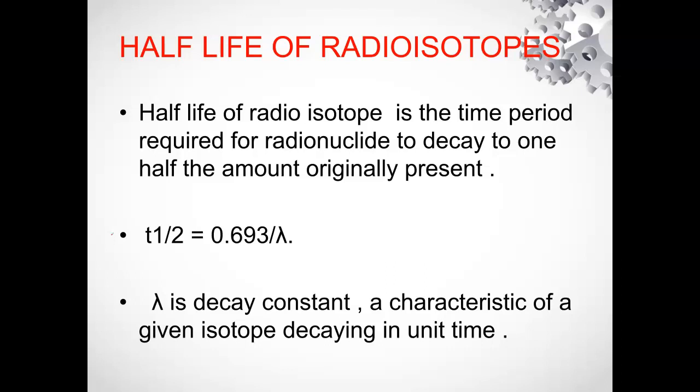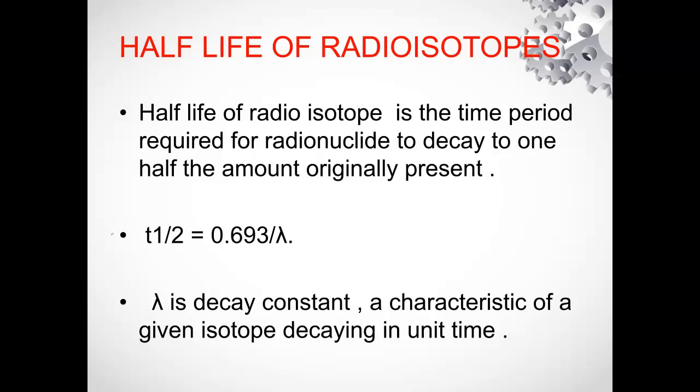So let's also look at the half-life of these radioisotopes, because if we're looking at using an element for autoradiography, we have to look at the half-life of that particular radioisotope. We know that this radio-labeled molecule will continuously decay, and they can get to a point where you can no longer visualize them. So the half-life of a radioisotope is the time period required for the radionuclide to decay to half the amount that was originally present.